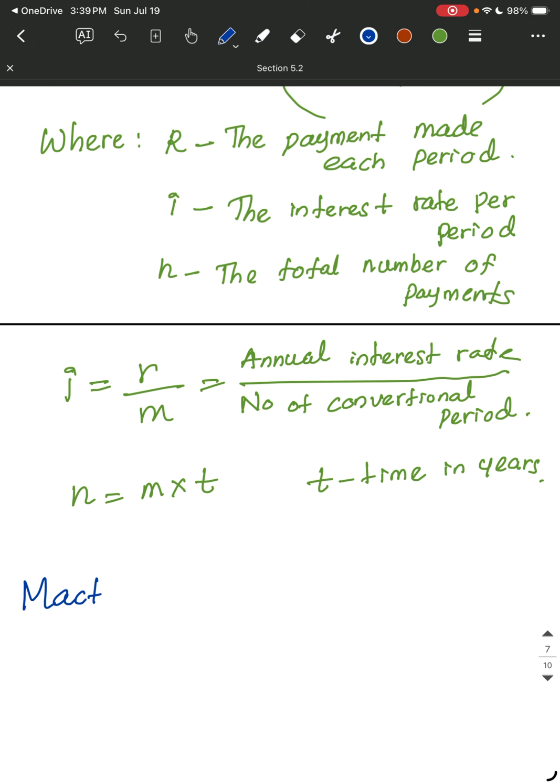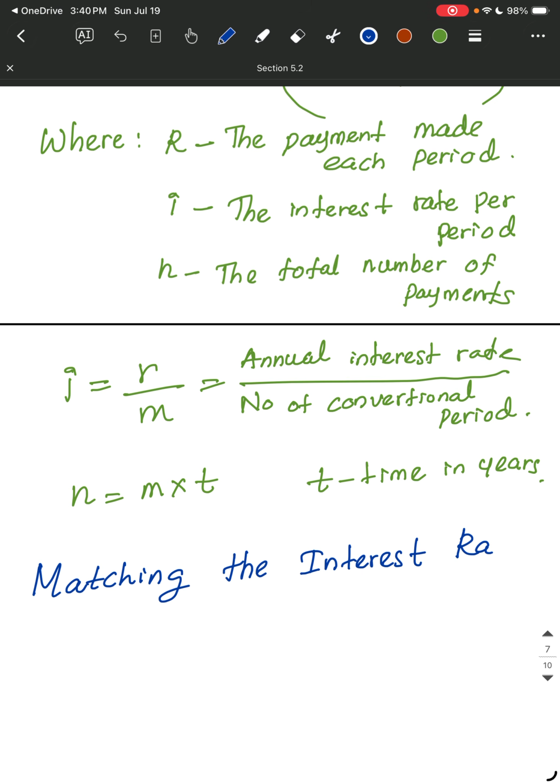Matching the interest rate and payment period. So the interest rate period must match the payment period. If the payments are monthly, use the monthly interest rates. So that is why I recall this: i equals r over m.